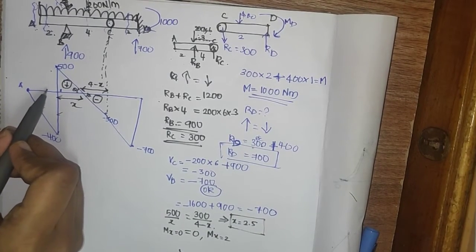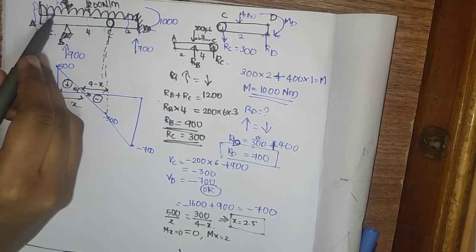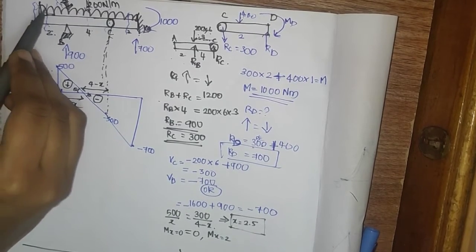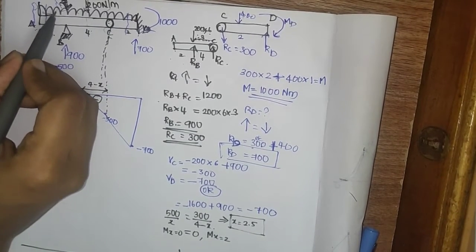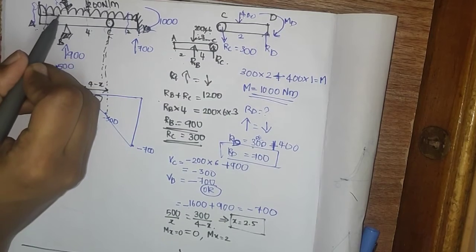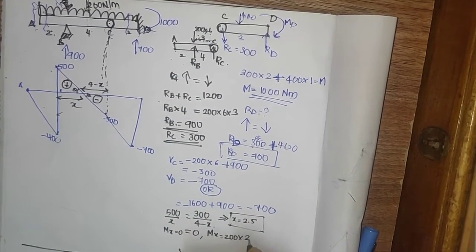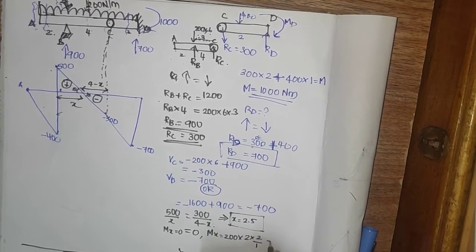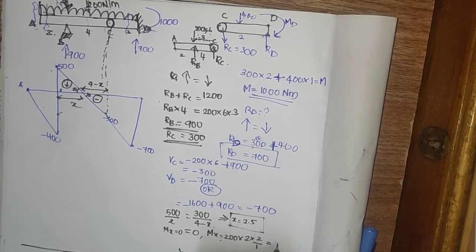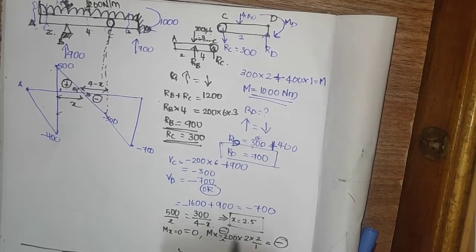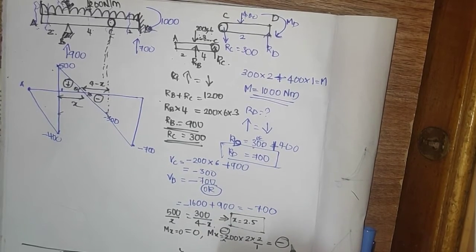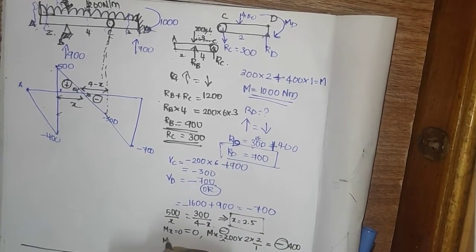At x equal to 2, there will be a UDL only, and a reaction at the center also. 200 into 2, while converting this UDL to a point load, so 200 into 2 into, it is acting at this point, that is 200 into 2 into 2 by 2. So what you will be getting? It is acting here. It will have the minus symbol. Why minus symbol? Because the force is acting downward. So minus 400.